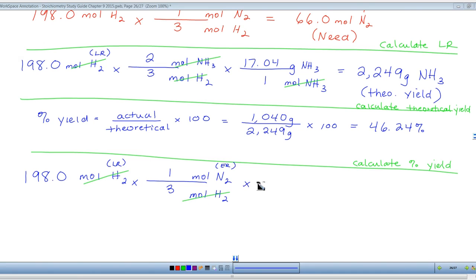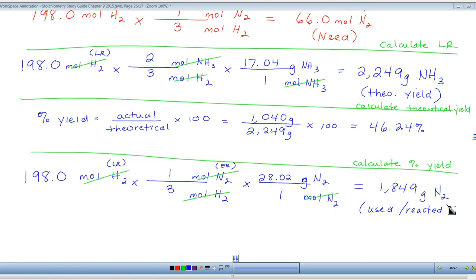And now I can bring that to grams of the excess used. So it looks really similar to what we did up on top. We'll cancel moles of nitrogen, switch it to grams of nitrogen. 1 mole of diatomic nitrogen is 28.02 grams. Moles are gone. Plug her in. 198 divided by 3 times 28.02 is, oh boy, maybe like 1,849 grams of nitrogen. And again, that's the amount of nitrogen used, reacted. Sometimes they might use the word consumed.